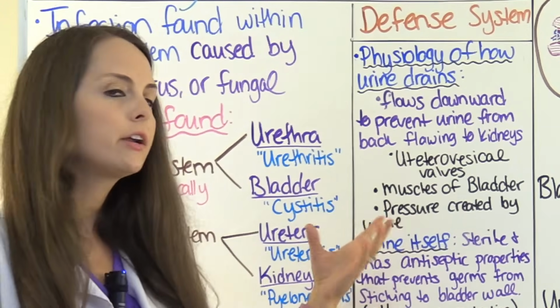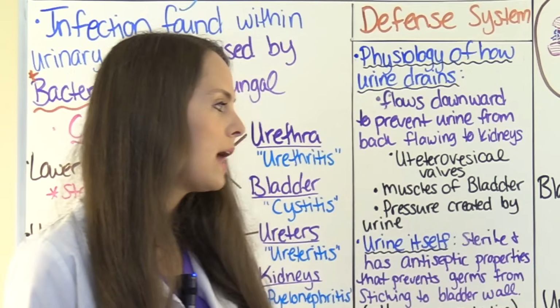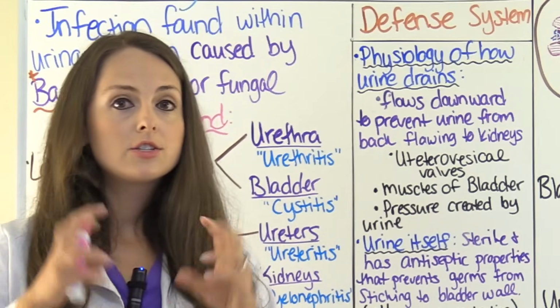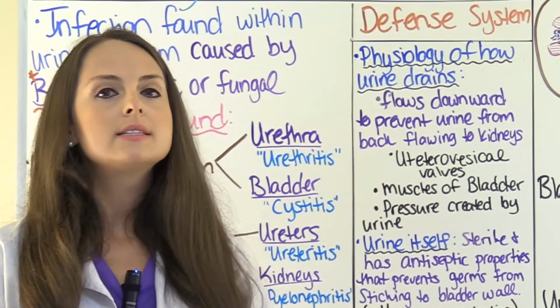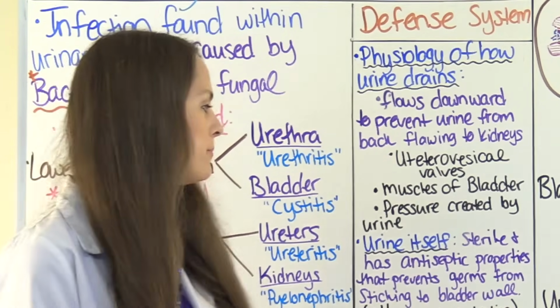Another thing that helps keep that urine flowing downward is the pressure created by the urine in the bladder. All that urine in there creates pressure, which in a sense sucks that urine down through the system, through the ureters, and helps the person get rid of the urine.